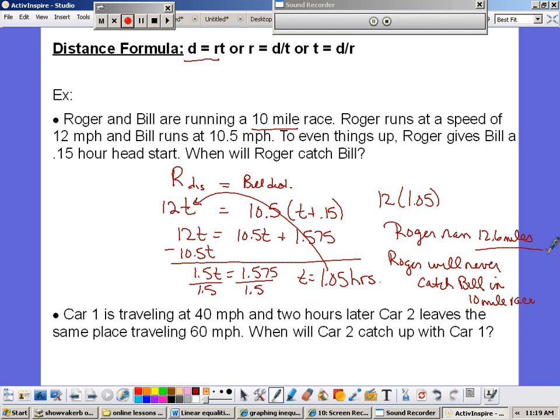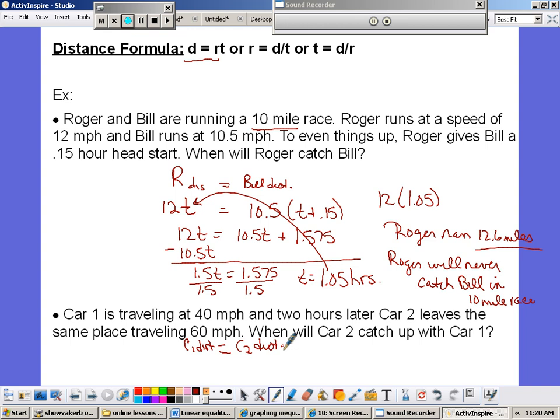Okay, another distance one. A car is traveling 40 miles per hour, and 2 hours later, car 2 leaves the same place traveling 60 miles per hour. When will car 2 catch up with car 1? Okay, we're doing distance again. We have car 1's distance, and we have car 2's distance.